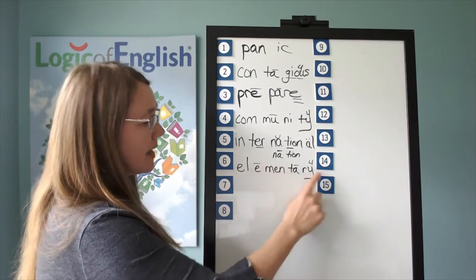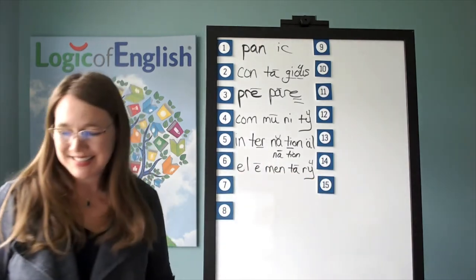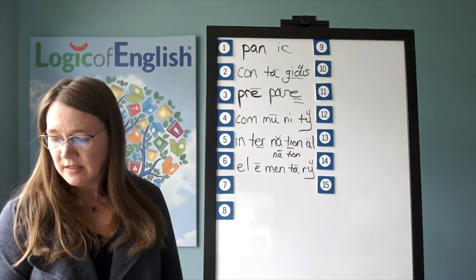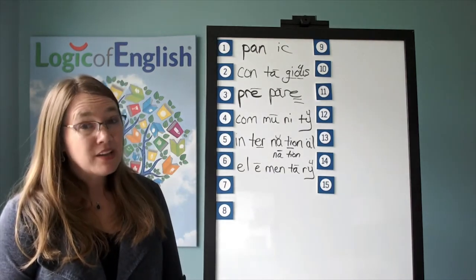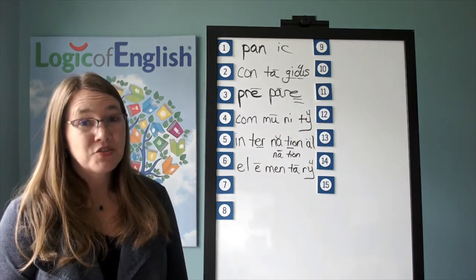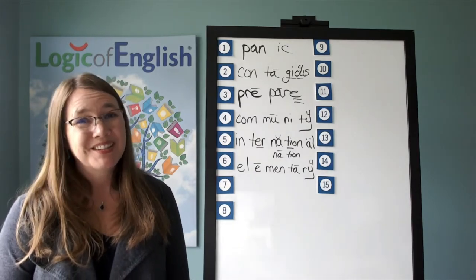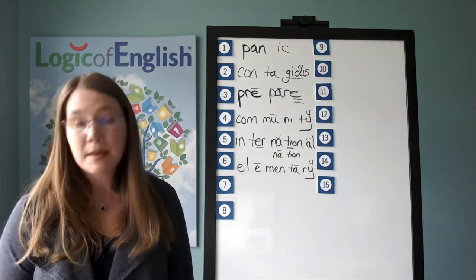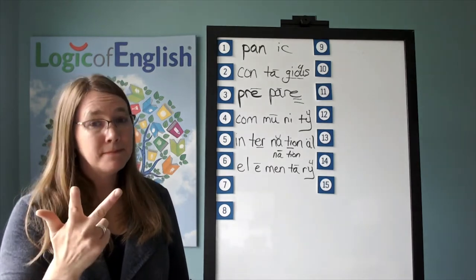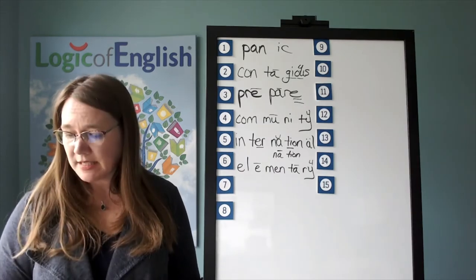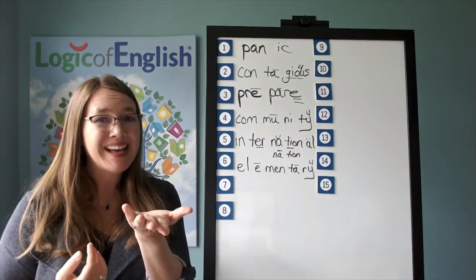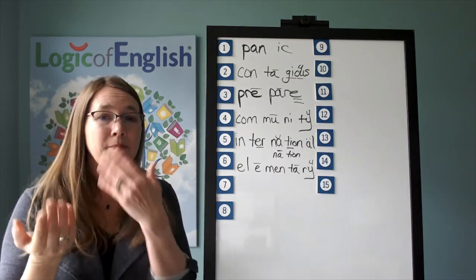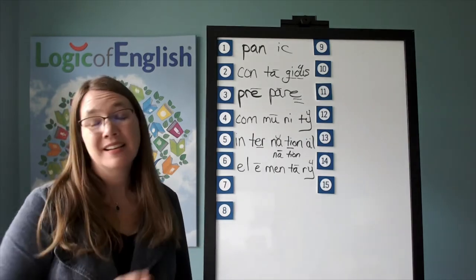E-L-E-M-E-N-T-A-R-E, elementary. Excellent. The next word is compassion. He felt compassion for them in their distress. Compassion. Go ahead and say compassion. How many syllables? Three. We will say to spell calm, pass, shun. What would we say to spell? Calm, pass, shun. Let's sound it out.